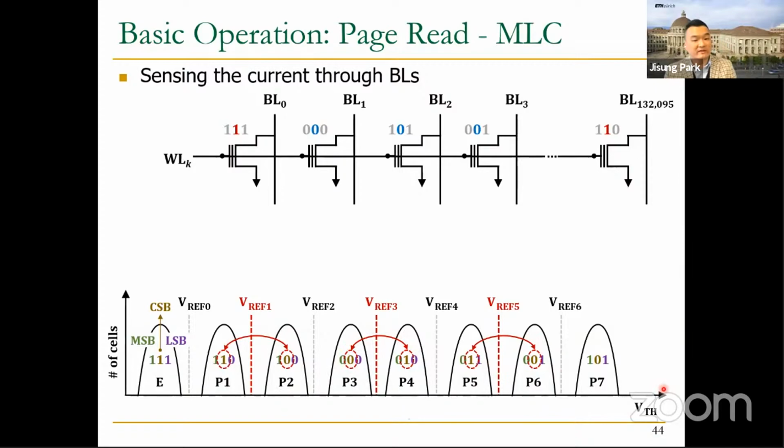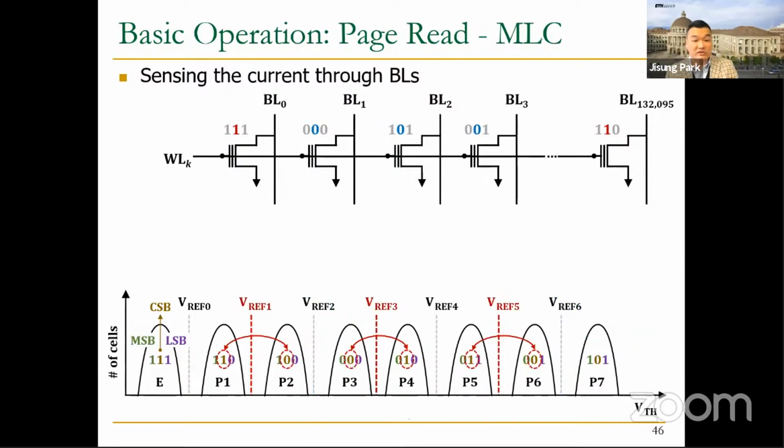Then what if we want to read the MSB page? The answer is we need to use BREF2 and BREF6. Based on these two read reference voltages, the MSB bit, the first bit within the 3 bits, changes value, right? For these first 3 states, there is no change in the MSB bit data. But yeah, this is the borderline, right?